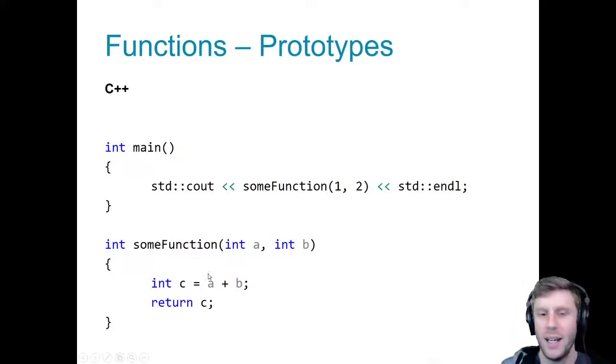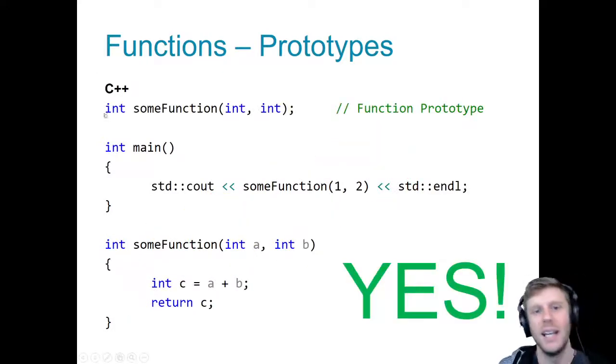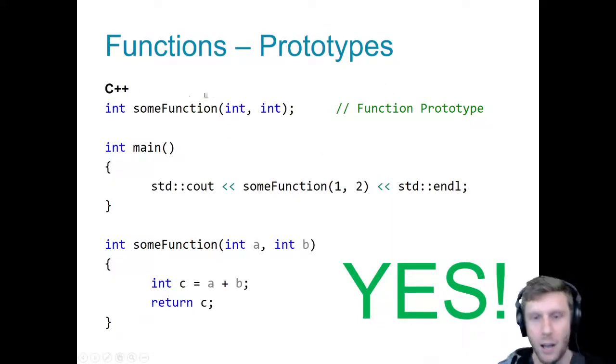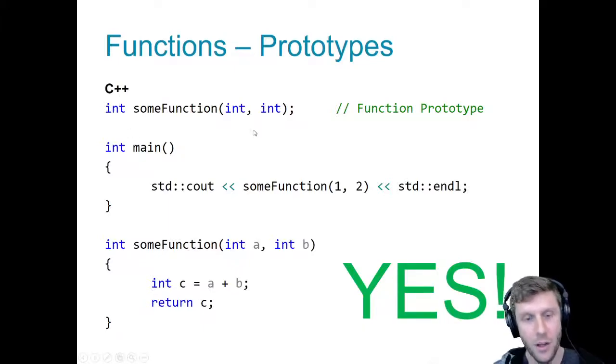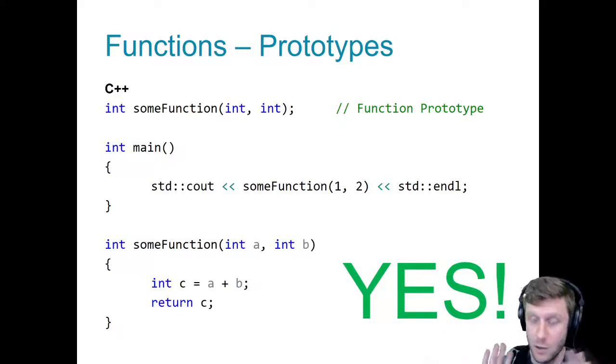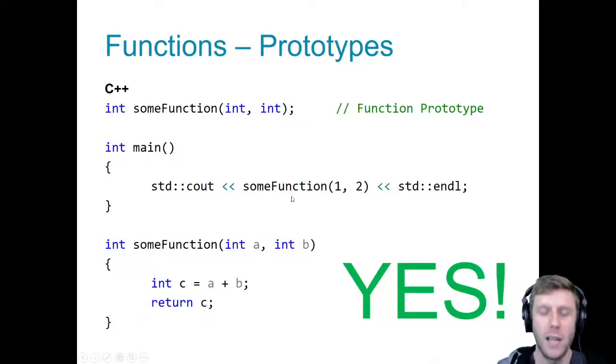Well, what you can say is, we can create what we call a prototype, which says, okay, look, C++, there's going to be a function called some function. It's going to return an int and it's going to take 2 integers. It's going to exist. It's not right here, but it's going to exist. So just trust me. So when it gets to this line here, it's going to say, oh, I see some function. Okay, but because there's a prototype, I know it's going to exist. And then down here, it's happy.